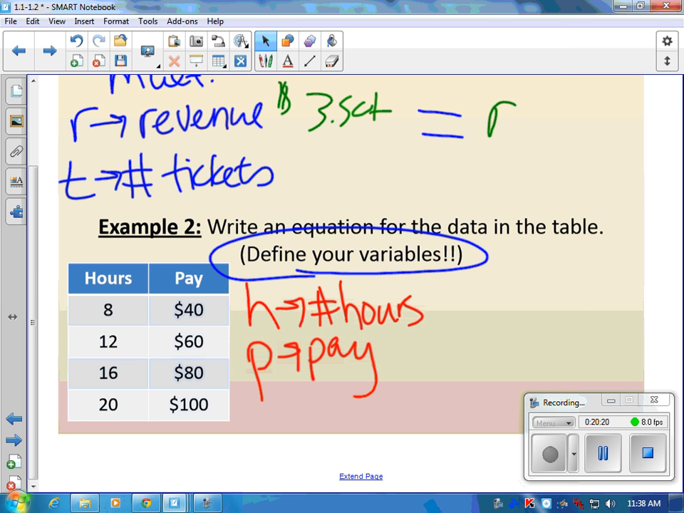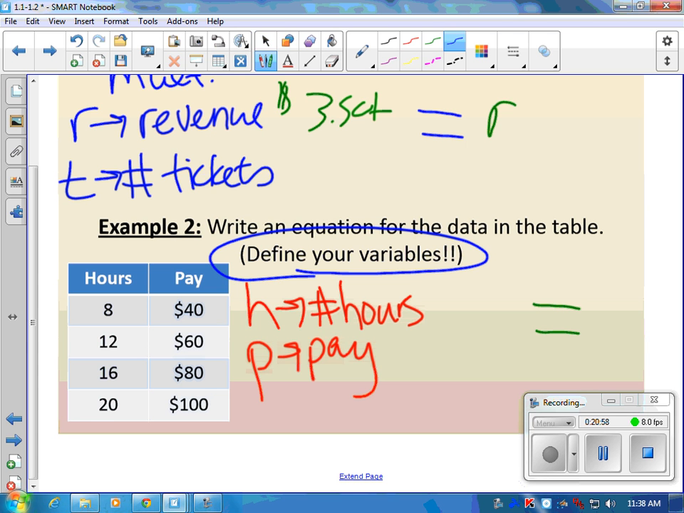So again, I have to have some sort of equation. So let's look at our graph. What pattern do we see? Zach? Okay, for every 4 hours you get $20. Yes, I think I can simplify that even more. Jacob? Okay, that's exactly what he just said. Greg? Every hour you get $5. So what am I doing to each of these values to get to my pay?